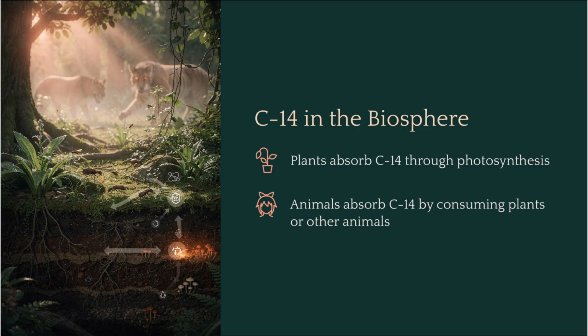Once created in the sky, carbon-14 enters the biosphere. It starts with vegetation. Plants absorb carbon-14 directly from the atmosphere through the process of photosynthesis. From there, it moves up the food chain. Animals absorb this carbon-14 by consuming the plants or by eating other animals that have done so. In this way, every living thing is constantly replenishing its supply of radioactive carbon.